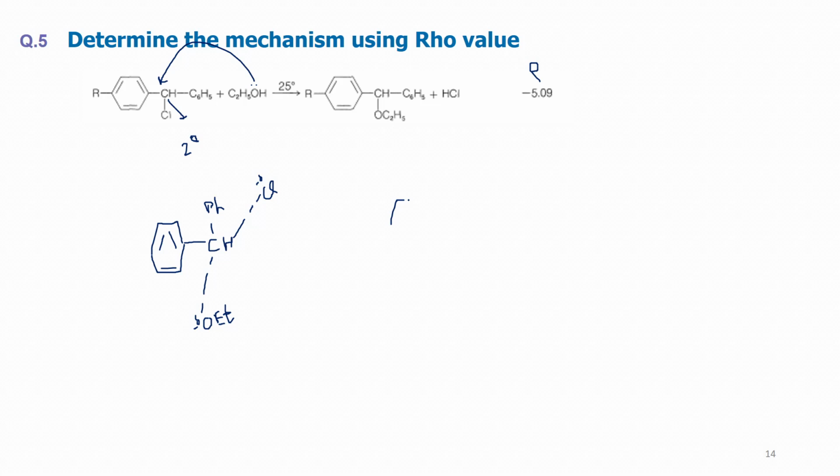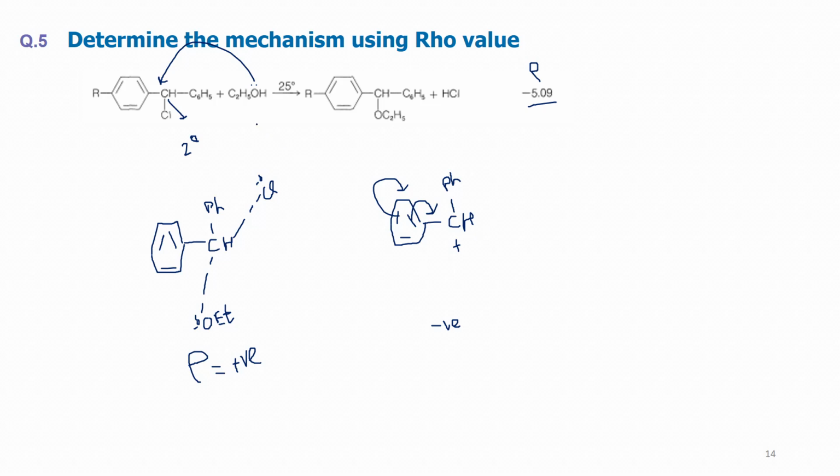So in case of SN1, a positively charged intermediate is formed, which gives flow of electron outside the ring. As we know, whenever there is a flow of electron inside the ring, rho value will be positive. But whenever the flow of electron is outside the ring, rho value will be negative. So as the rho value is negative, the reaction is going through the SN1 pathway.